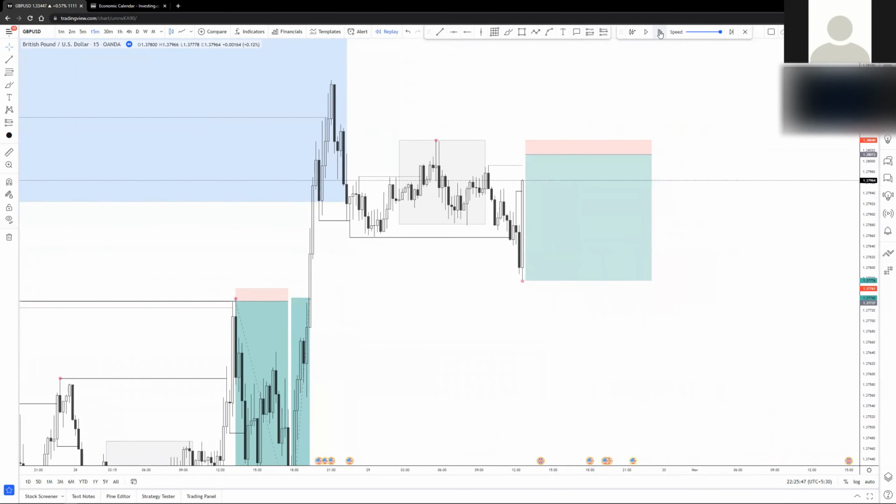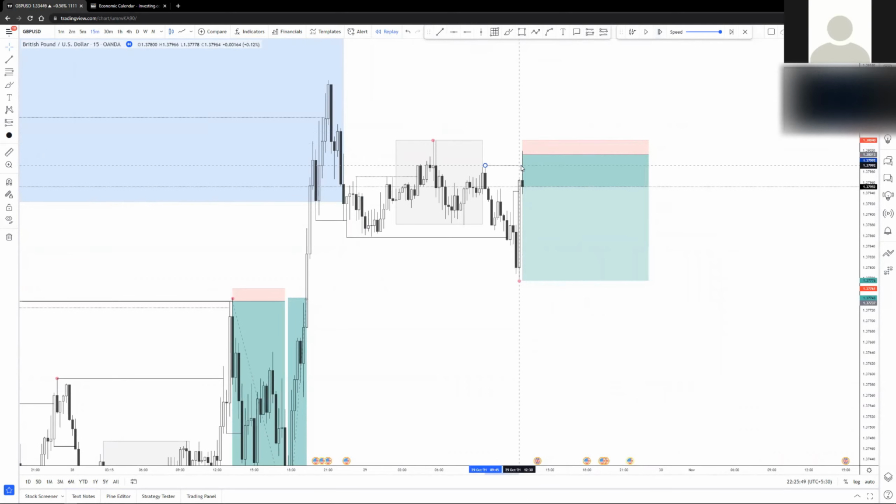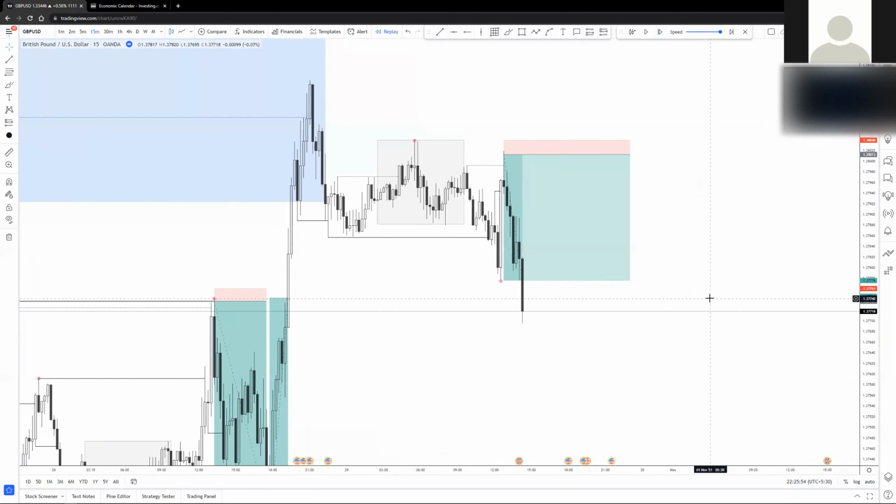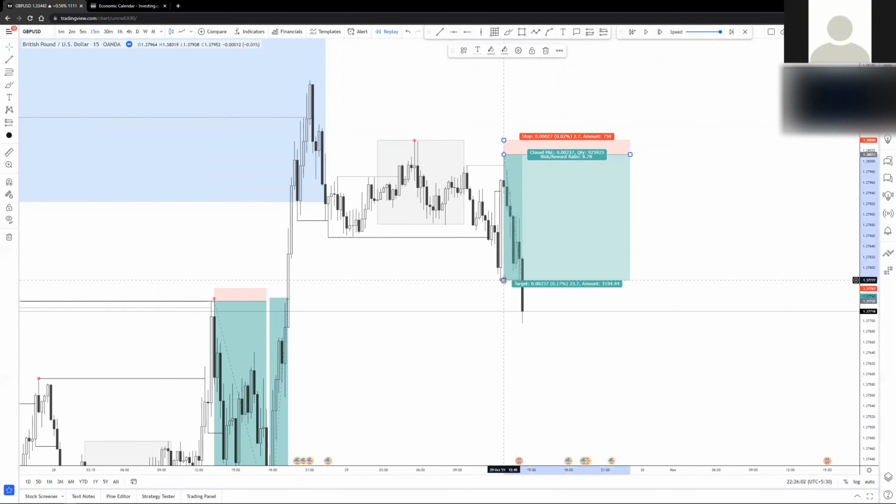And then what happened? Tapped, instant rejection. Okay, and here comes the drop. Done. You're done. You can take your partials. I'm lucky I took some partials out, but not a lot. I used like a 5 standard here, and I only removed 1 standard.